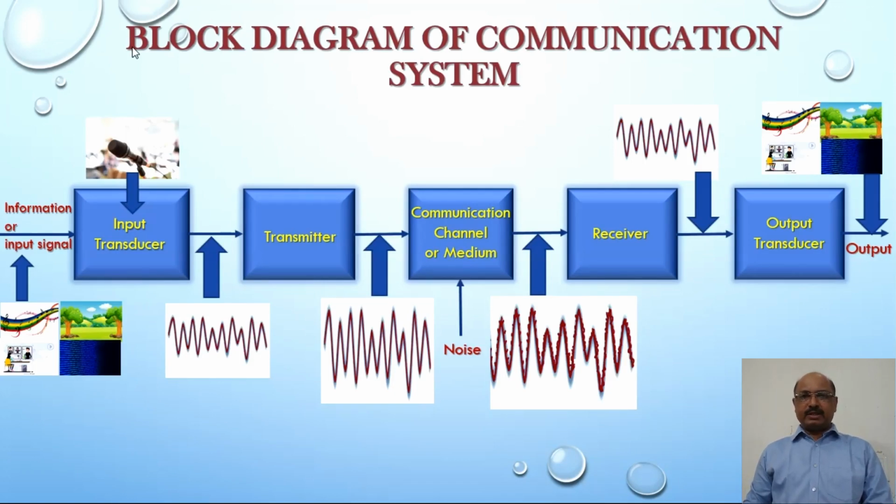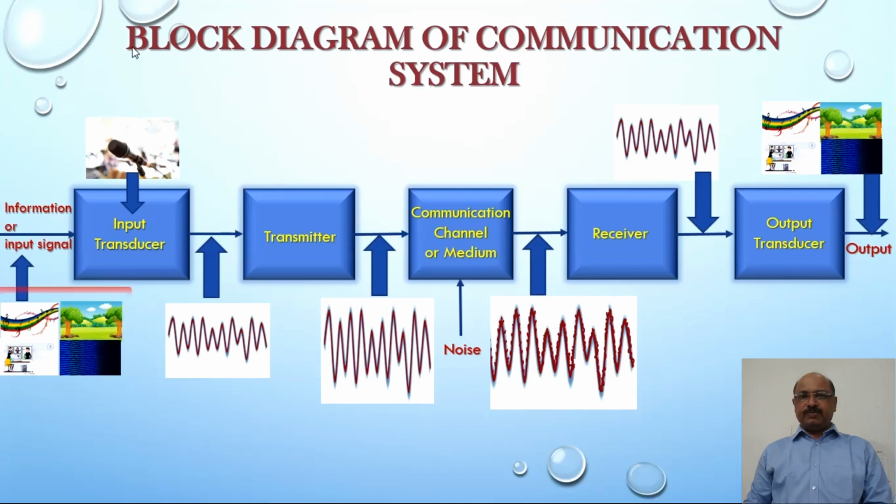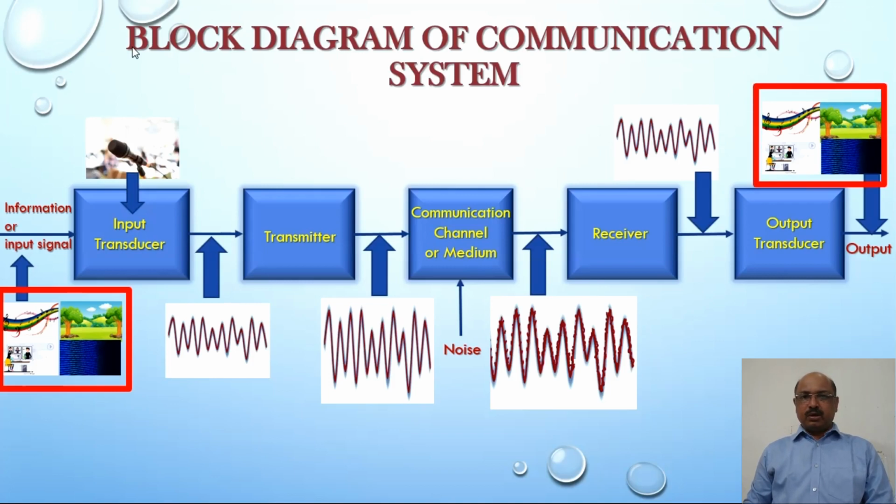Now see the entire communication system, how information is sent from one place, called the source, to another place, called the destination. This information in the form of sound, picture, data, and video file is reproduced as it is at the destination. In this video we learned about the communication system and the function of each block.